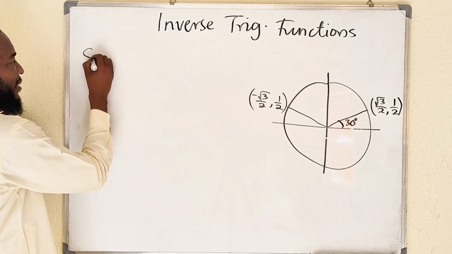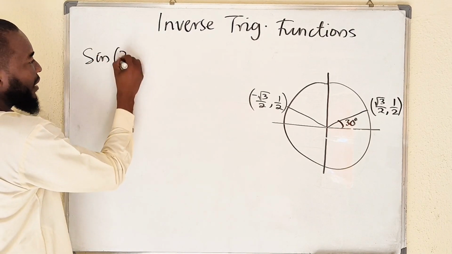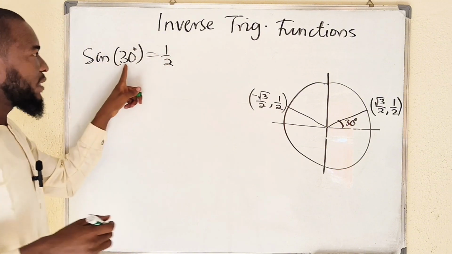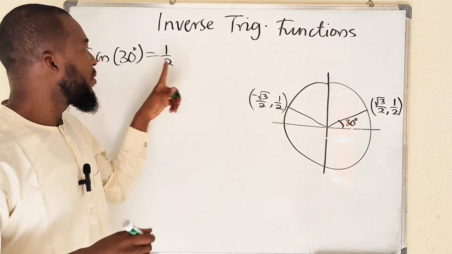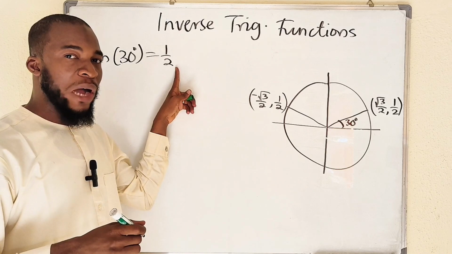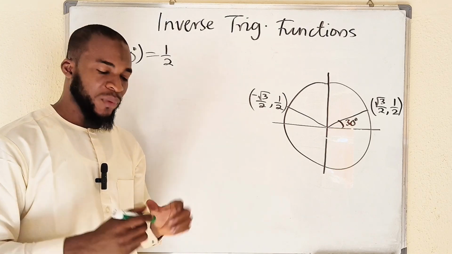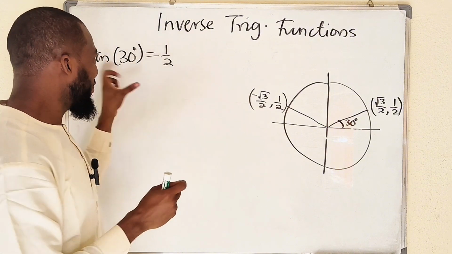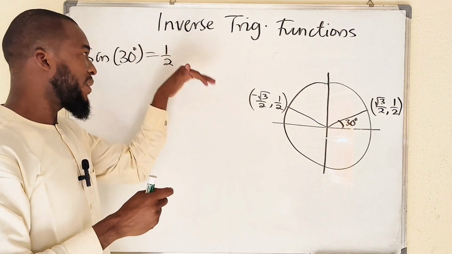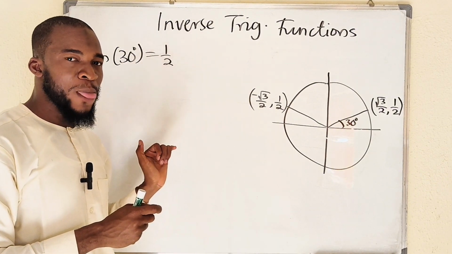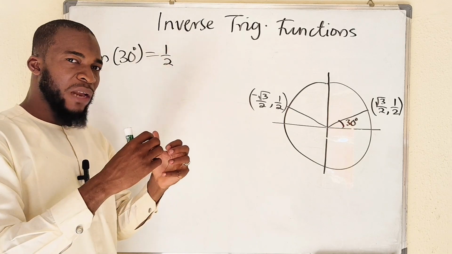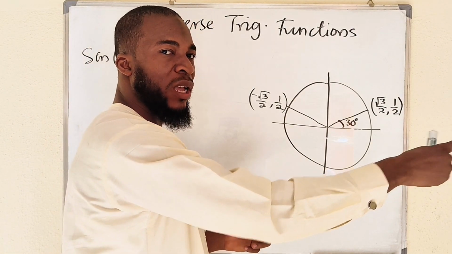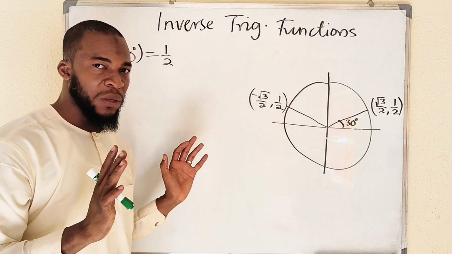Take a look at this. Sine of 30 degrees equals 1 divided by 2. 30 degrees is our input, while 1 divided by 2 is our output. So we can assume that sine is a machine that processes something, 30 degrees, and gives a result of 1 divided by 2. So whenever an operation acts on the input to get exactly one output, then we say that is a function.